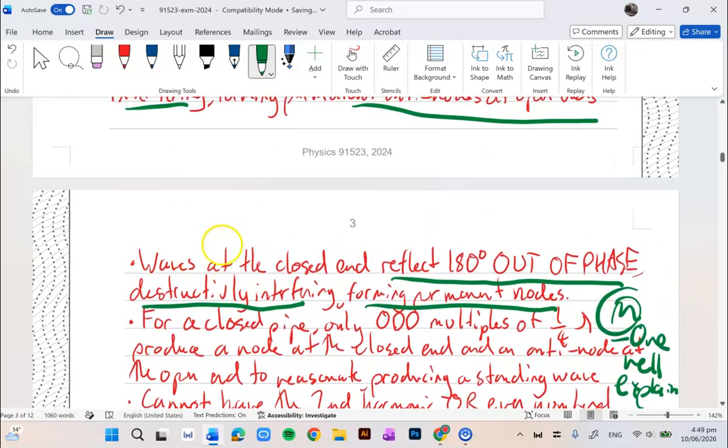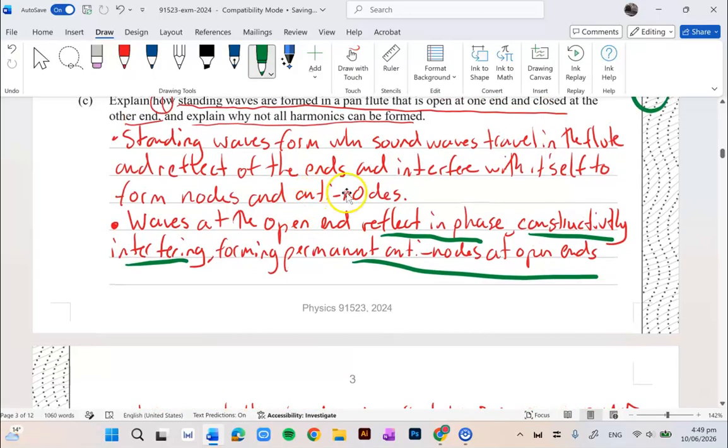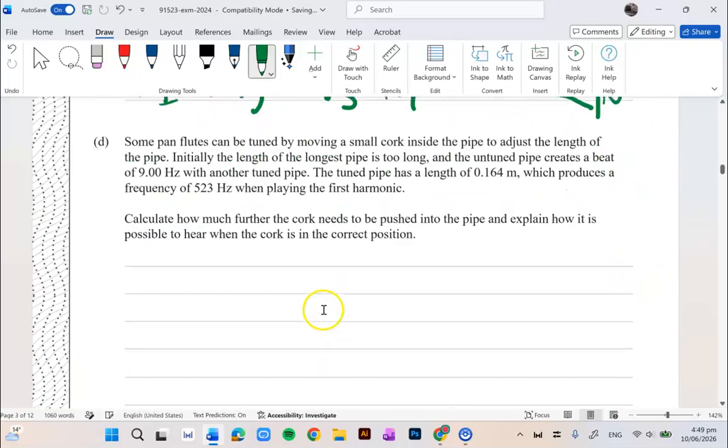And then achieved is just describing one of them partly. So waves reflect and interfere, or waves are in phase, which produce an antinode. Just any little minor point. So any minor point. Okay, the last question for standing waves.